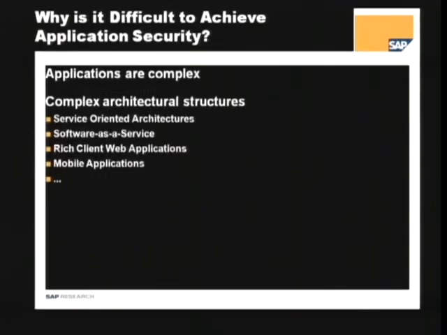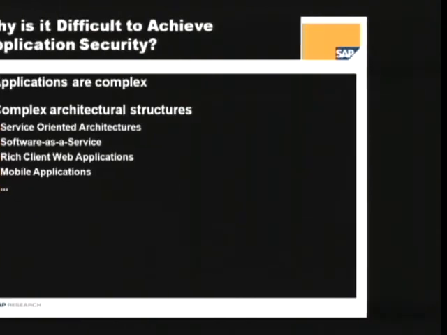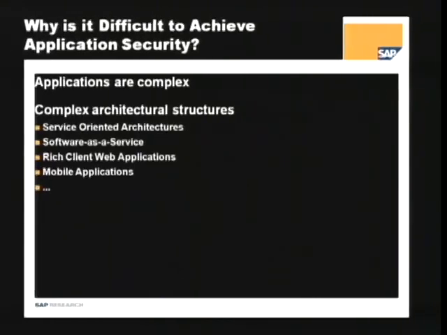Another reason is complex architectural structure. We are seeing more and more emerging application structures like service-oriented architecture, software as a service, and Web 2.0 applications where we have more business logic on the client side compared to the traditional web applications, and also new application platforms like mobile devices, for example. So there we don't have too much complexity, but we have challenging environments where the applications are running.